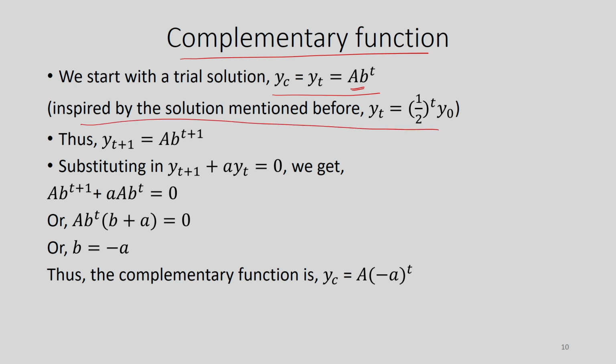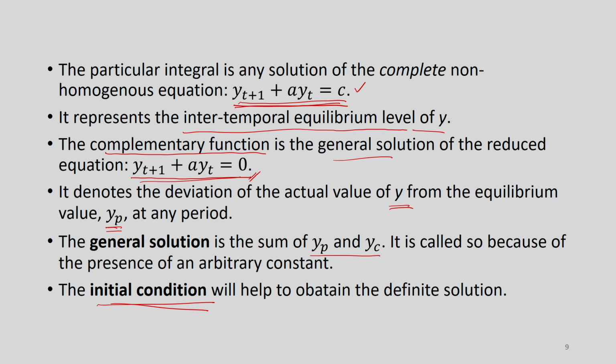Here you can see there is a constant term, and then it has been raised to the power t, and there is a constant term multiplied with that, right. So, that is the form that we are using here to get the complementary function. Now, if y_t is equal to A b to the power t, then y_(t+1) will be A b to the power t+1, right. So, I know y_t, I know y_(t+1), and then I will substitute these in this homogeneous equation.